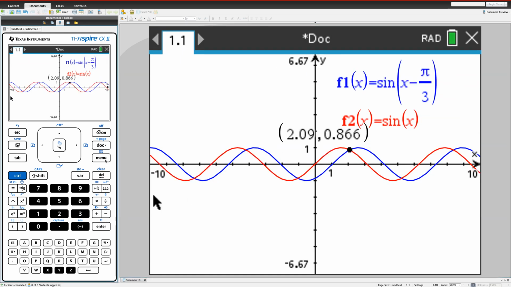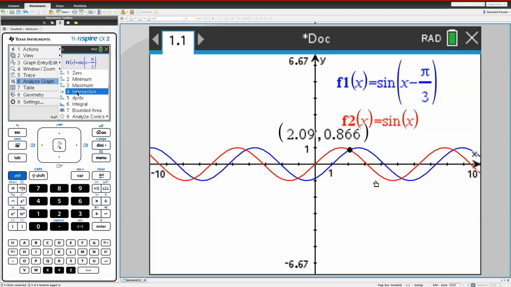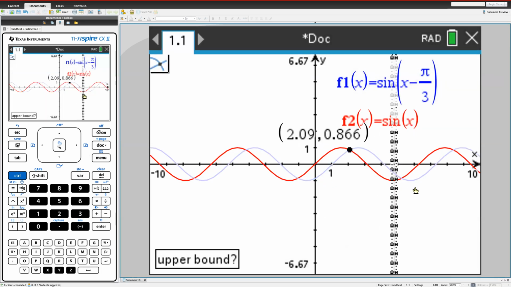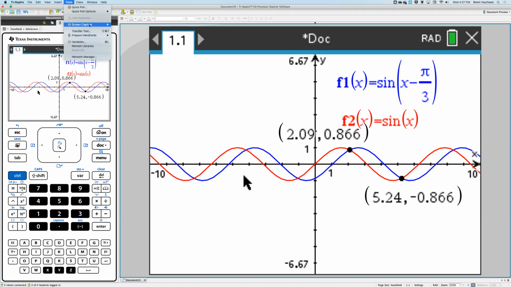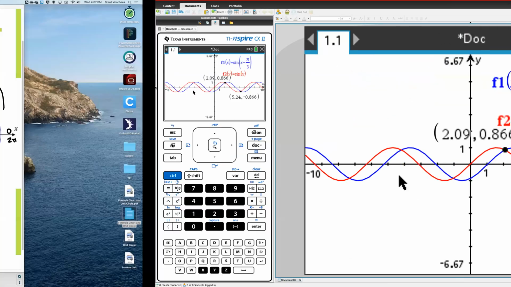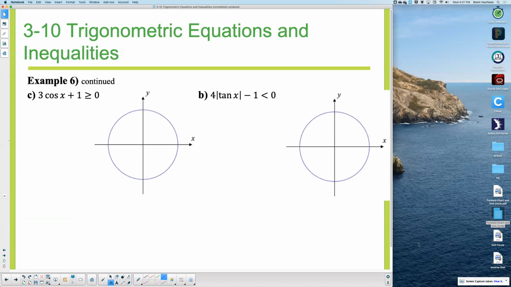All the way until this point down here, analyze graph, the blue stays above until this point right here. And you can type in the values, and you see that that is exactly what we found just a moment ago. So with that, I'm gonna let you, oh, never mind, I'm getting ahead of myself here.